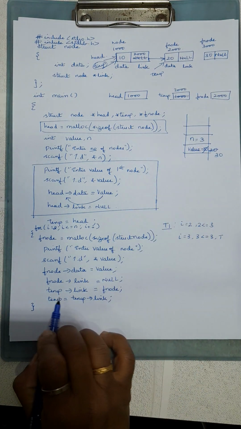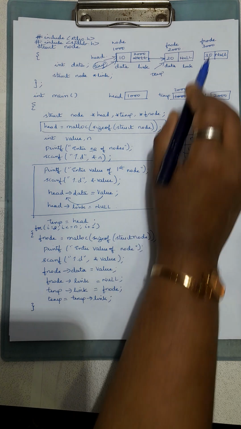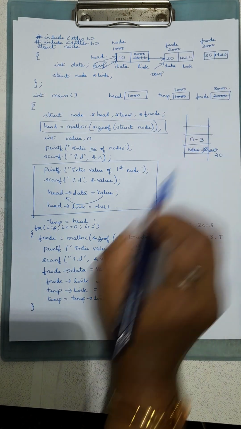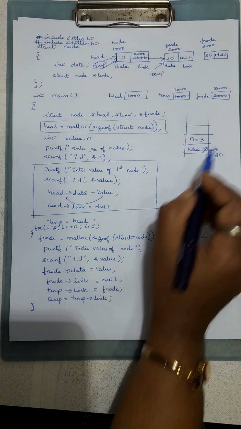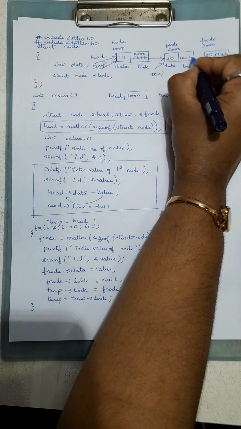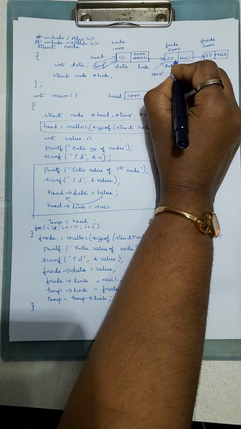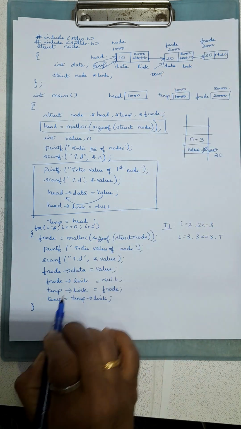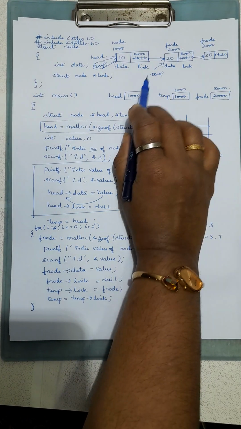This is null. Then temp pointing to link is equal to F node. What is the current F node value here? Instead of 2000, this has become 3000, right? Now temp node pointing to link is equal to F node. So there is a link from this particular node to this particular node, because this value has been changed to 3000.